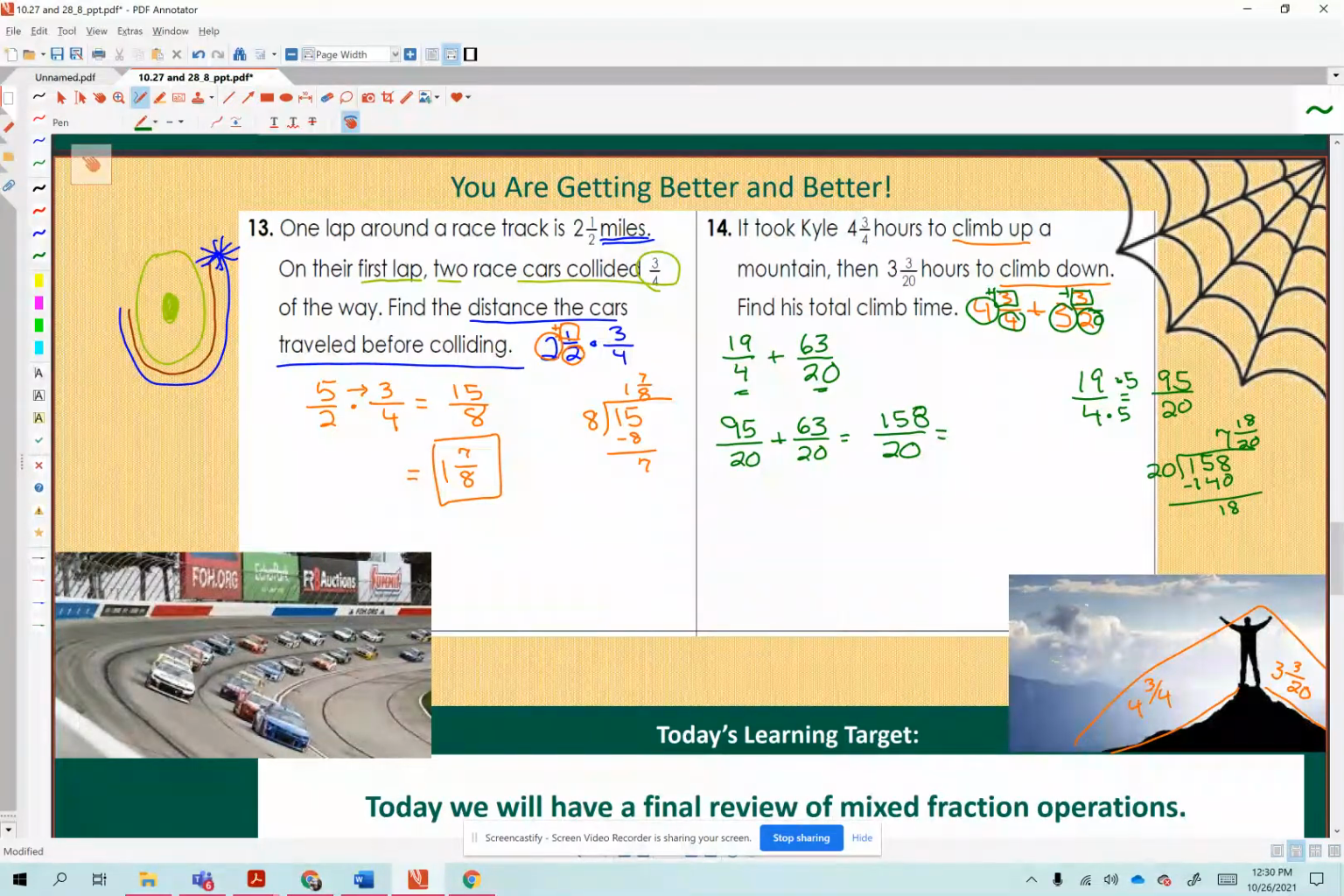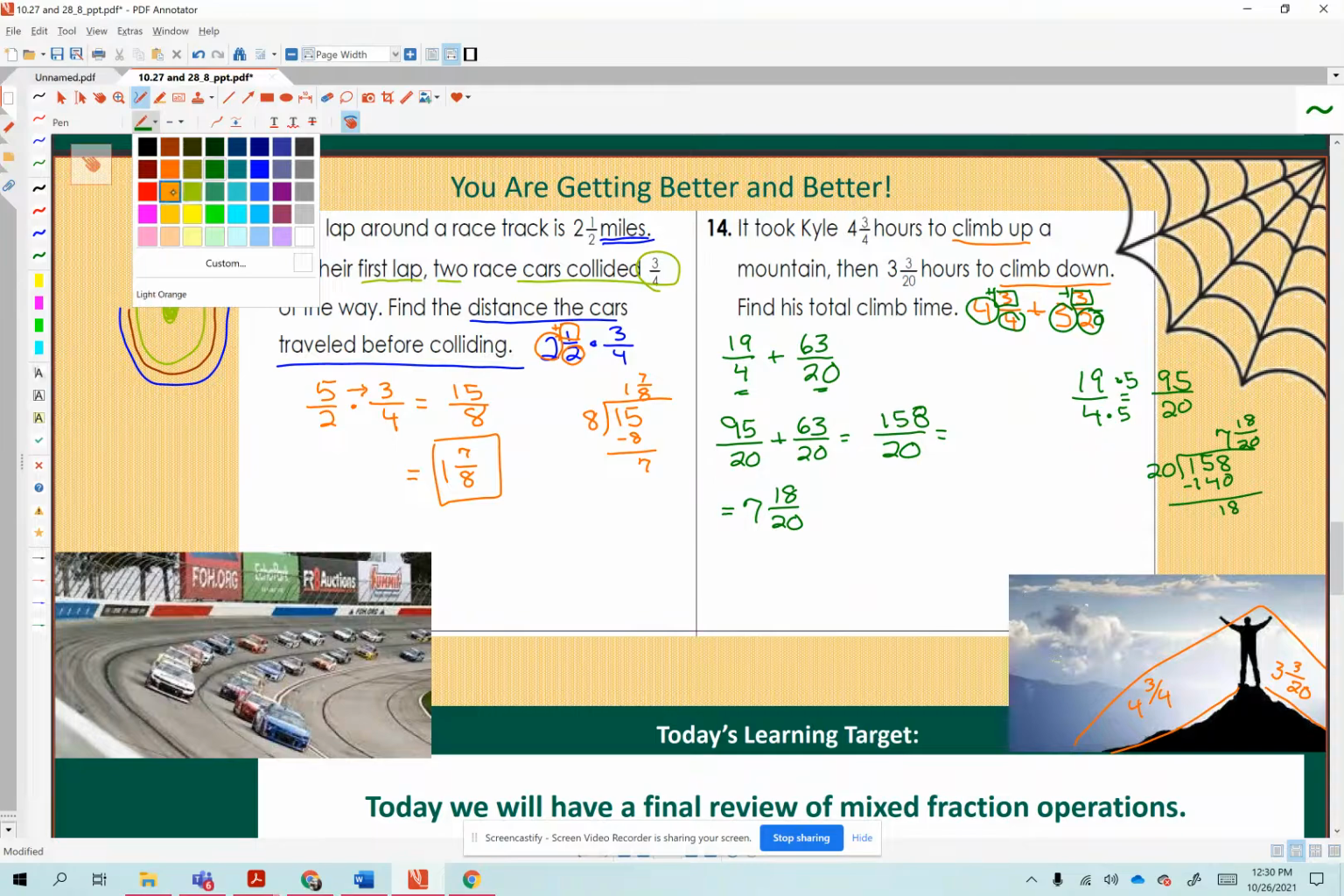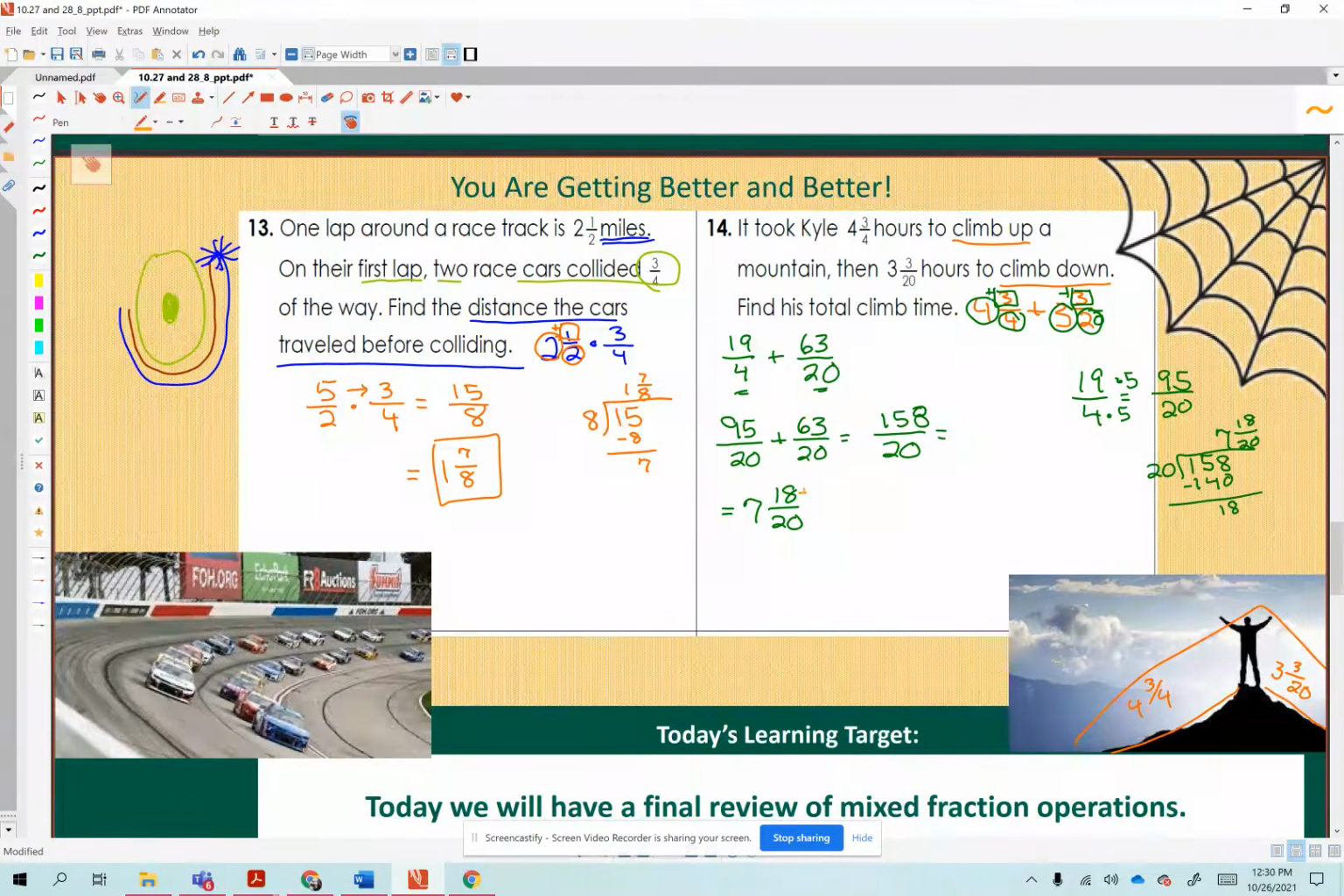So far, I'm at 7 18/20. But I can simplify the 18/20 further, because 18 divided by 2 is 9, and 20 divided by 2 is 10. So I will rewrite this again as 7 and 9/10. And that's how long it took. So I should actually write 7 and 9/10 hours.